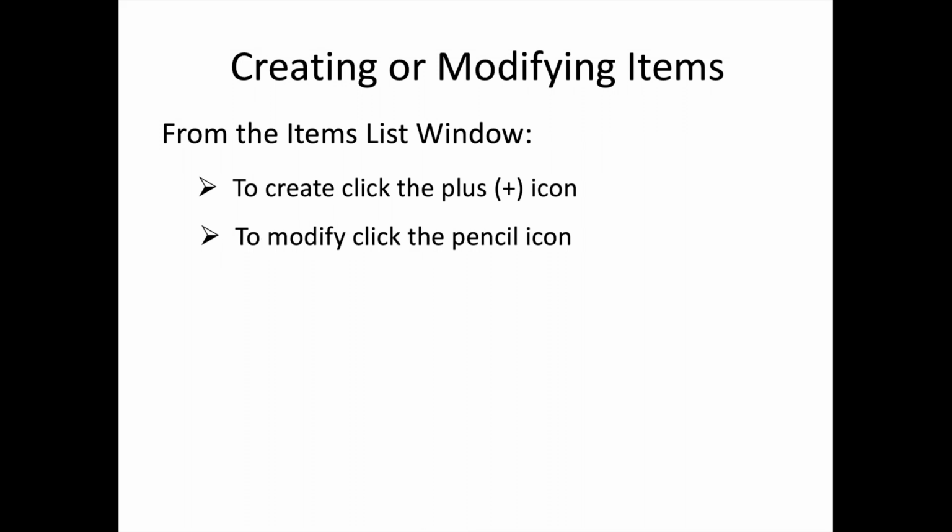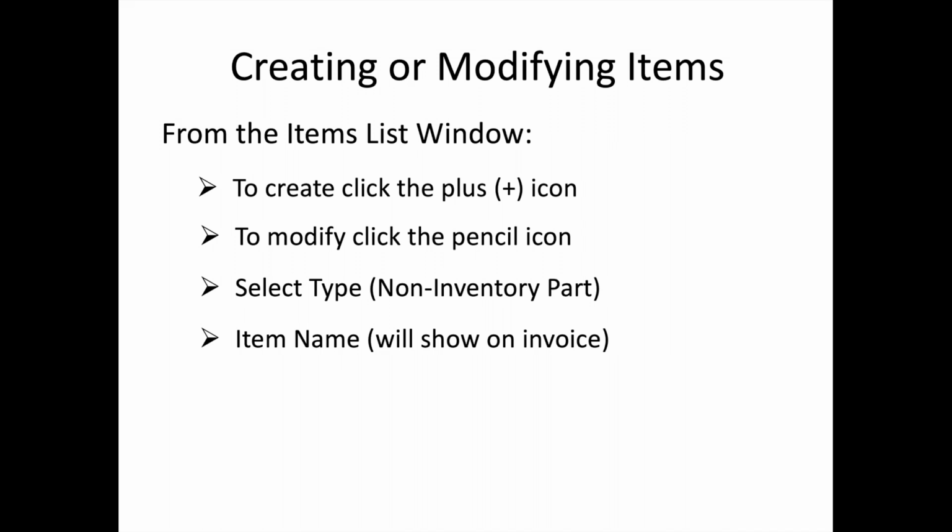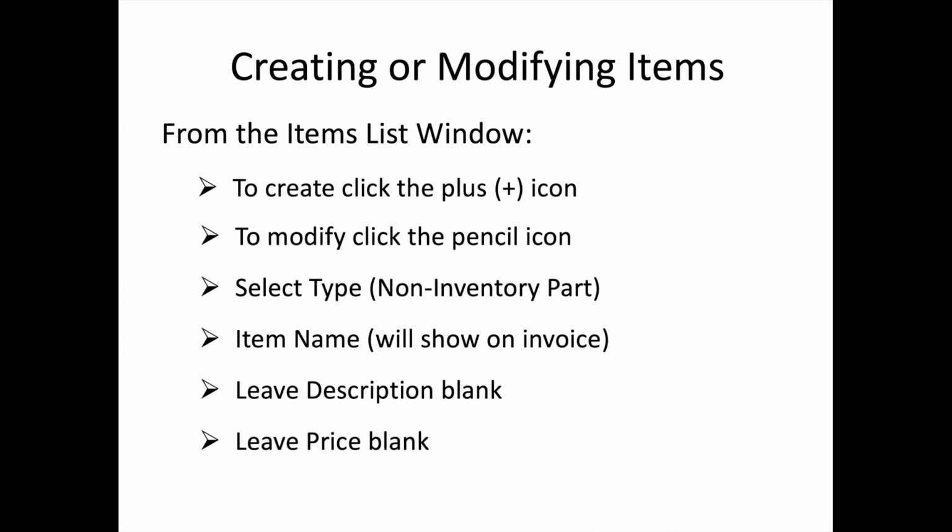Once you're in the Items list window, click the plus icon to create a new item, or click the pencil icon to modify an existing item. Make sure the type selected is non-inventory part for your products. Pick a generic item name like farm products. Leave the description blank. That is where you will enter a description of your product. Leave the price blank. You will add a price every time you add a line to an invoice. Link this item to the appropriate income account.